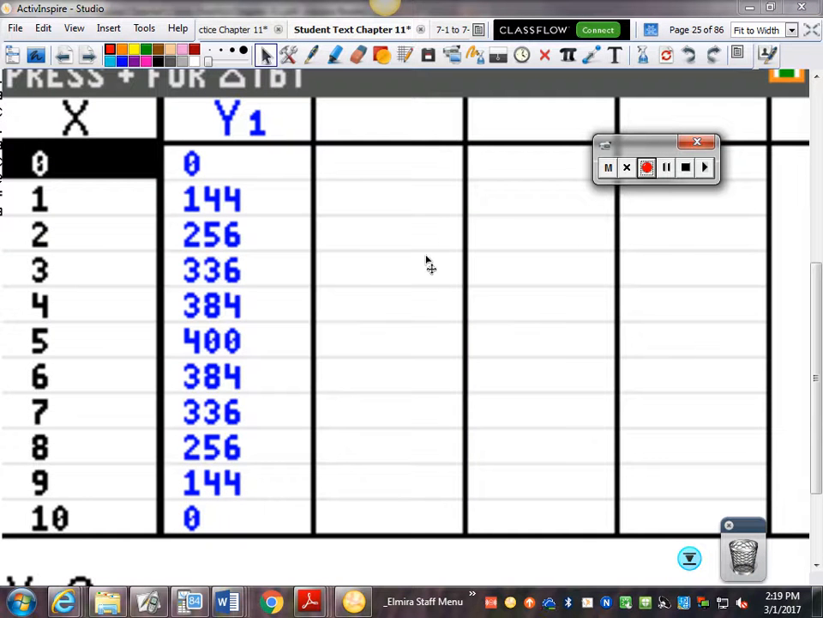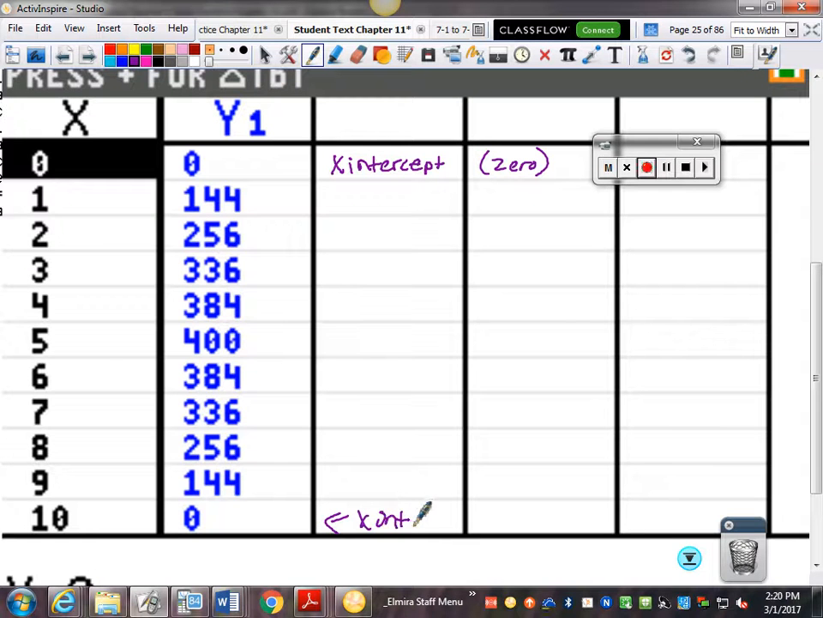One last thing. Sometimes you can see things like zeros and vertex right in the table. Sometimes. If you have a y value that's 0, that's your x-intercept. The x value doesn't have to be 0, but you can see it right in the table. Down here, I have a y value of 0. So this is an x-intercept at 10, 0.